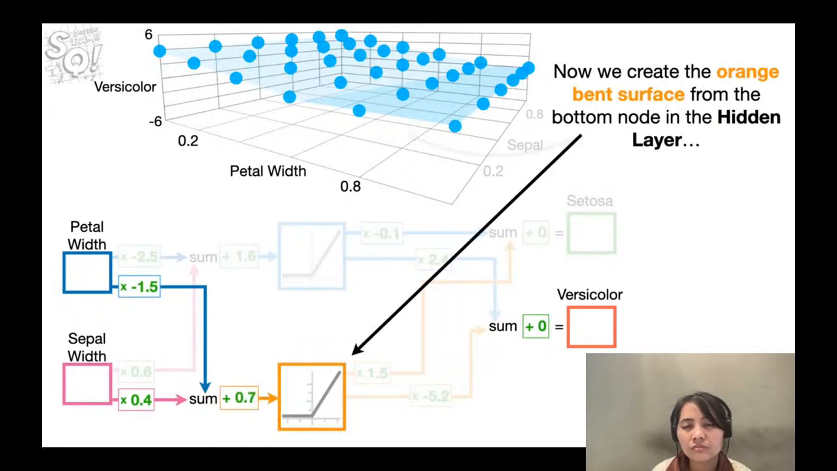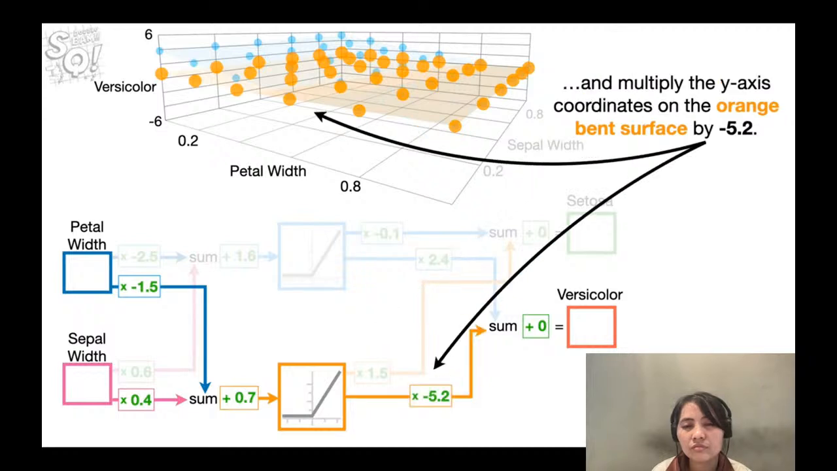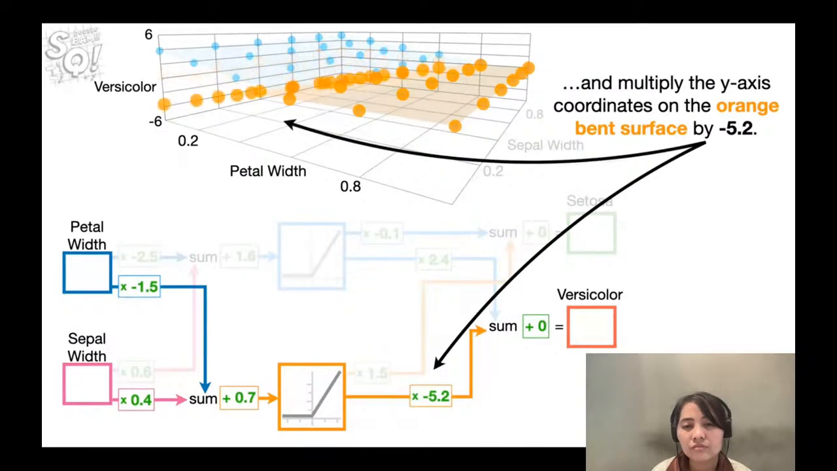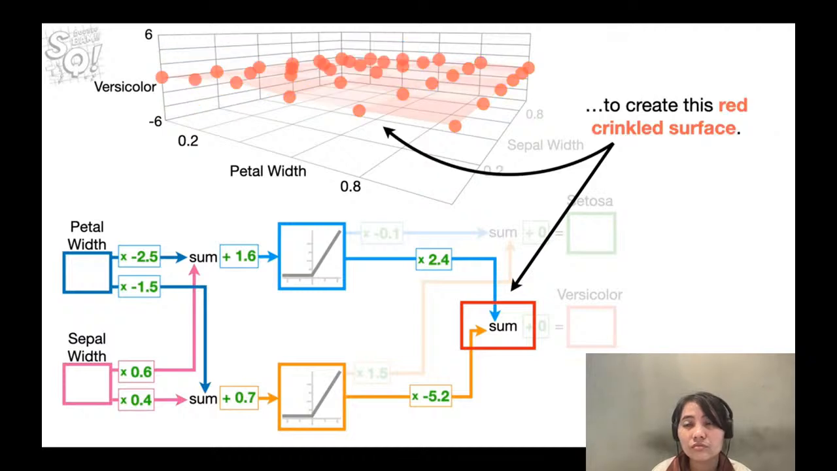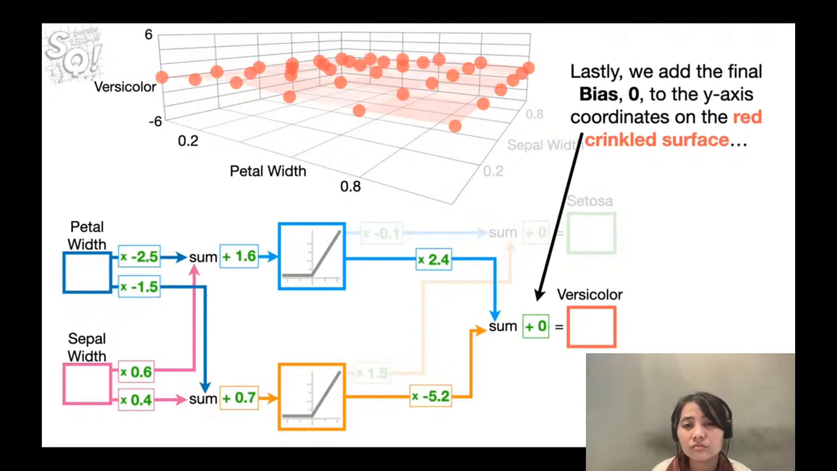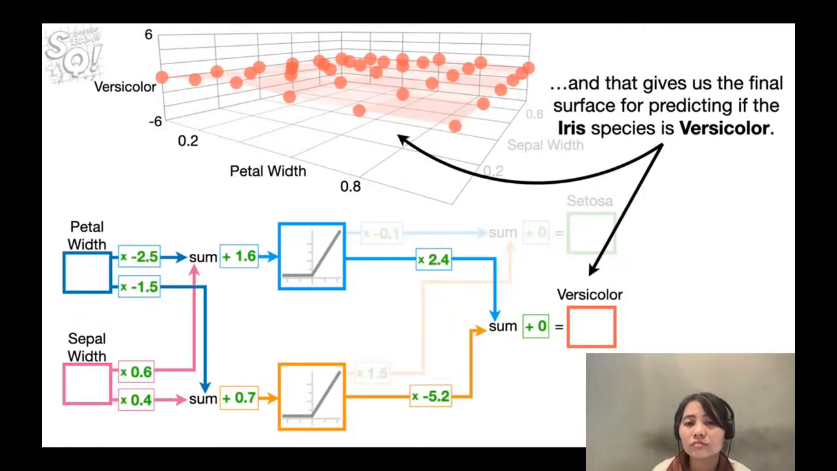Now we create the orange bent surface from the bottom node in the hidden layer, and multiply the y-axis coordinates on the orange bent surface by negative 5.2. Now we add the y-axis coordinates from the two bent surfaces together to create this red crinkled surface. Lastly, we add the final bias, 0, to the y-axis coordinates on the red crinkled surface, and that gives us the final surface for predicting if the iris species is versicolor.